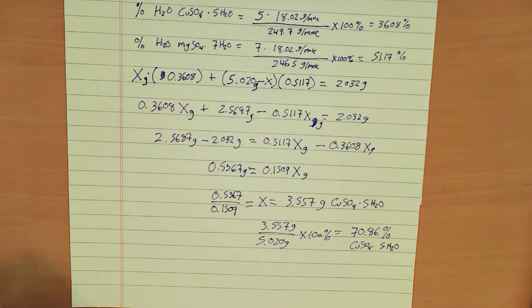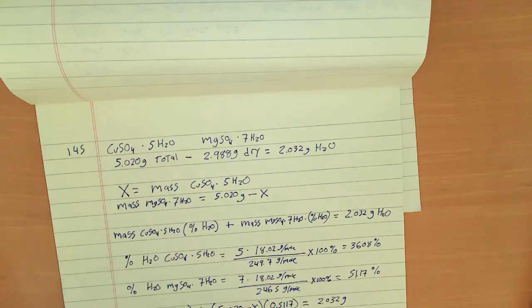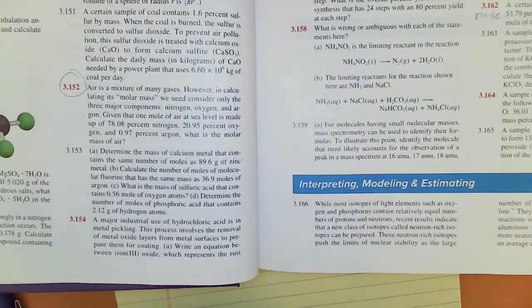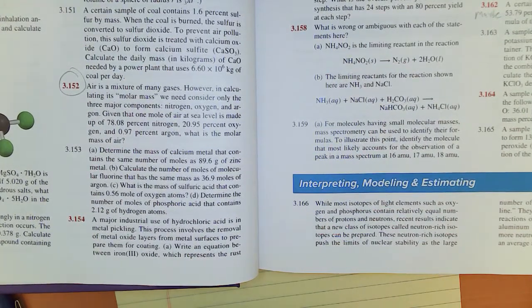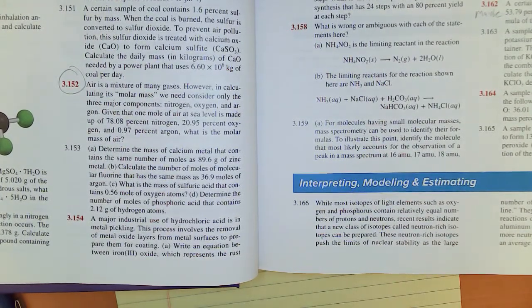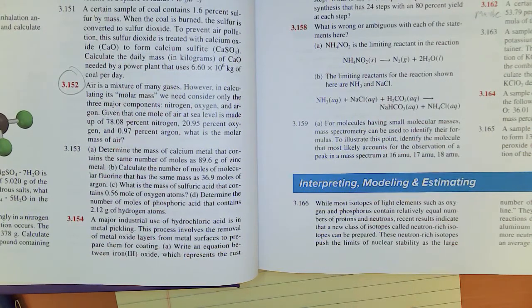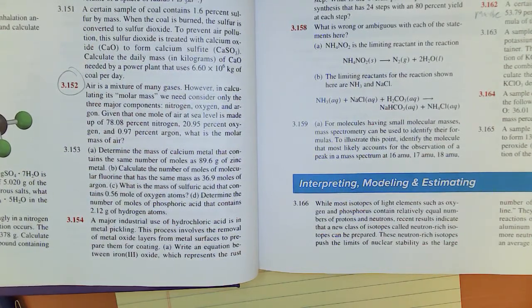Okay, now, the next one that I sent your way that was similar in challenge was question number 152. Okay, bring this back over here. Air is a mixture of many gases. However, in calculating its molar mass, we need only consider the three major components: nitrogen, oxygen, and argon. Given that 1 mole of air at sea level is made up of 78.08% nitrogen, 20.95% oxygen, and 0.97% argon, what is the molar mass of air?